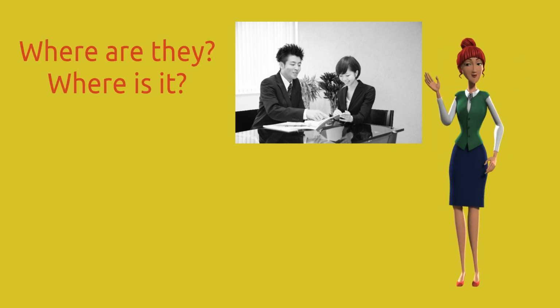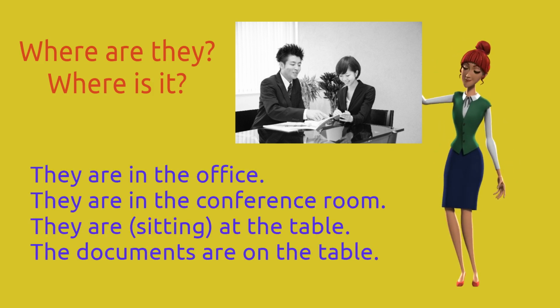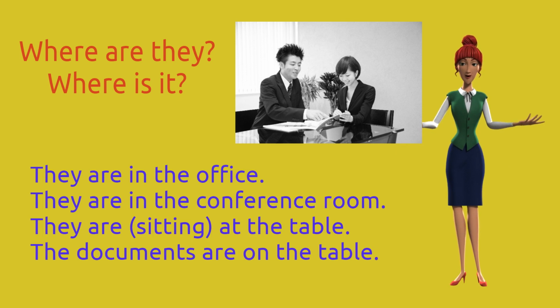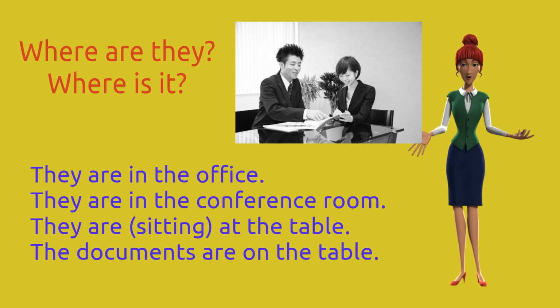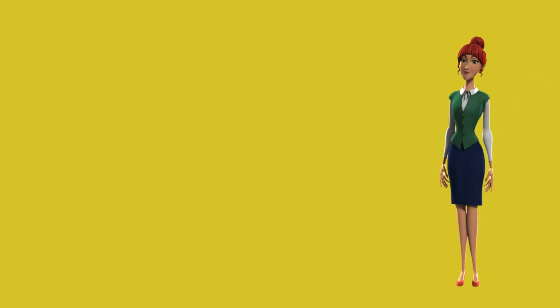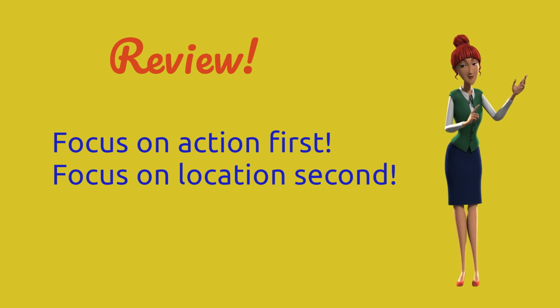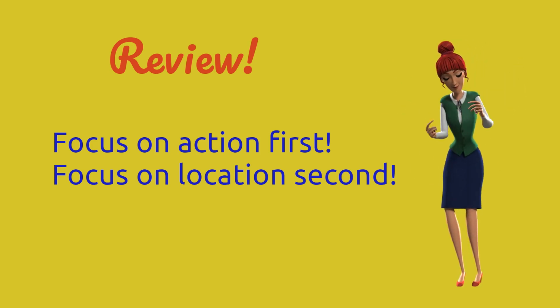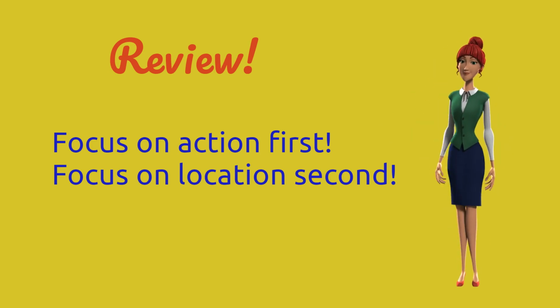The second kind of sentence that you should imagine will answer the questions, where are they, or where is it? They are in the office. They are in the conference room. They are sitting at the table. The documents are on the table. When we see a picture of people, the correct answer will usually describe what the people are doing, but sometimes the answer will describe the location of the people or something in the picture.